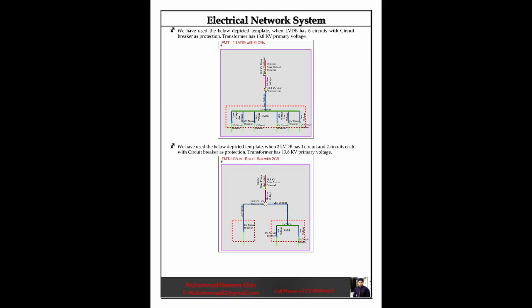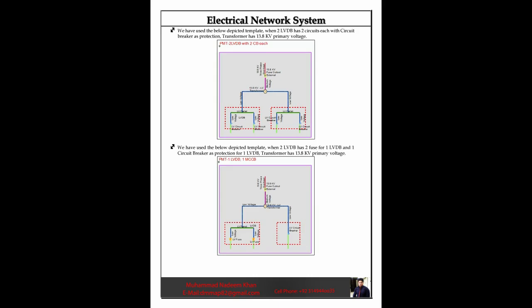We have used the below depicted template when LVDB has 6 circuits with circuit breaker as protection. Transformer has 13.8 kV primary voltage. We have used the below depicted template when 2 LVDB has 1 circuit and 2 circuits each with circuit breaker as protection. Transformer has 13.8 kV primary voltage. We have used the below depicted template when 2 LVDB has 2 circuits each with circuit breaker as protection. Transformer has 13.8 kV primary voltage.